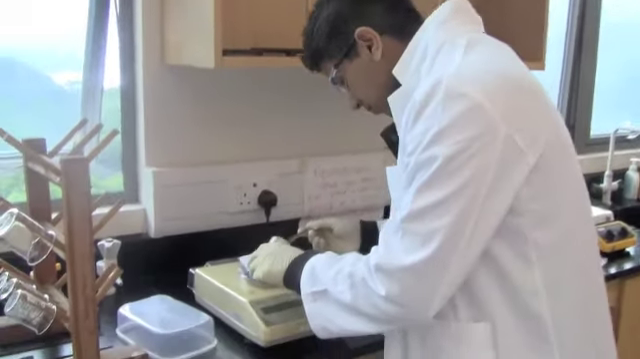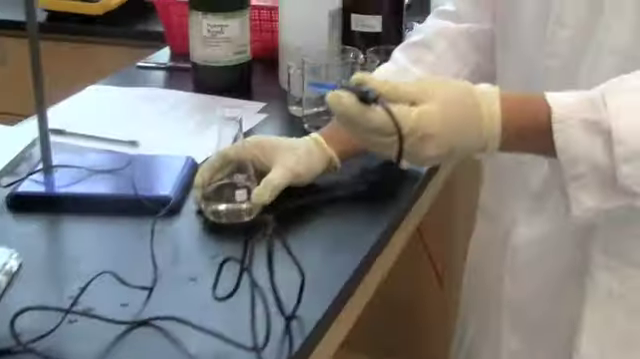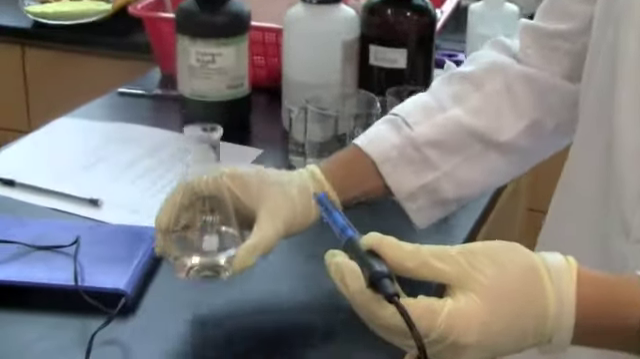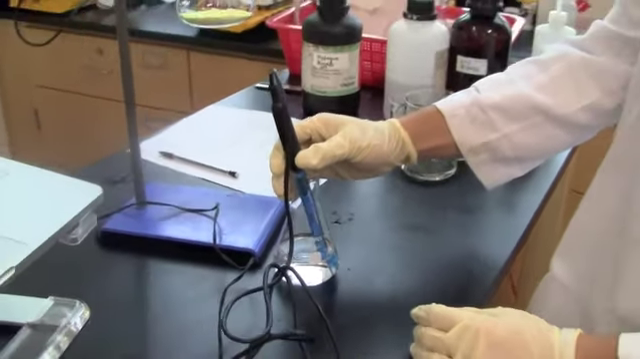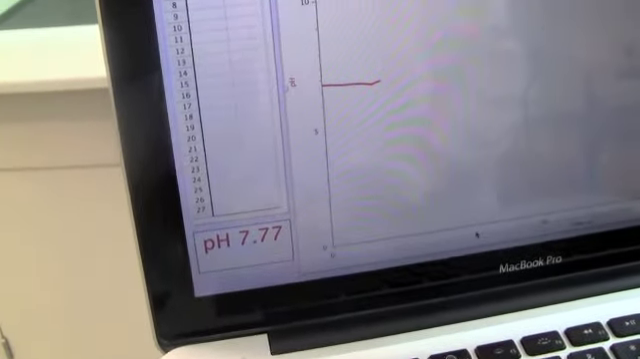We are weighing out 15 grams of sulfur. To collect the pH of the distilled water, place the probe so the end is submerged into the water. Wait until the reading on the computer stabilizes. So what's happening here, David?